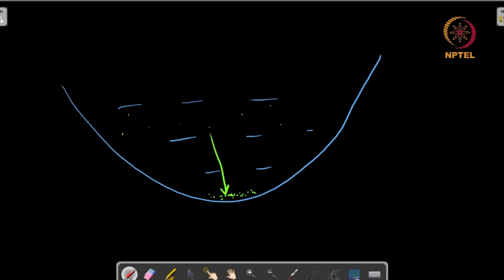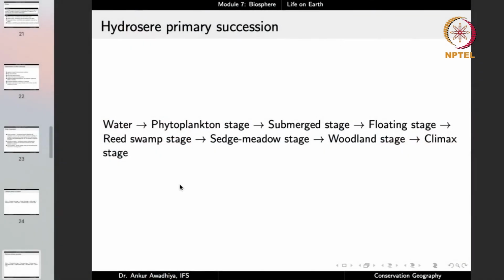Now this layer of sediments is rich in organic matter because it is comprised of the bodies of all the dead planktons. And once you have this layer that has come up, this is very similar to soil. And so now this can support a large number of plant growth. So from the phytoplankton stage, we will come to a submerged state.